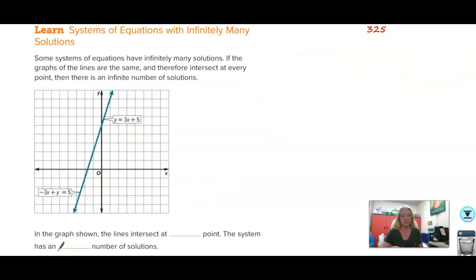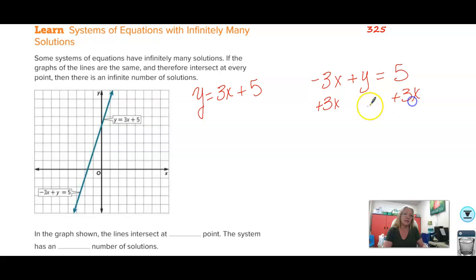Sometimes you have infinite solutions. And what happens here is they give you two equations, but they're actually the exact same equation. Now, you won't know it at first. This first one says y equals 3x plus 5. And the other one says negative 3x plus y equals 5. At first glance, you can't tell if these are the same equation. But once you solve for y and you get this one in slope-intercept form, then you can see clearly that they are exactly the same equation. The slope and the y-intercept are the same. And when that happens, they have infinite solutions, okay?